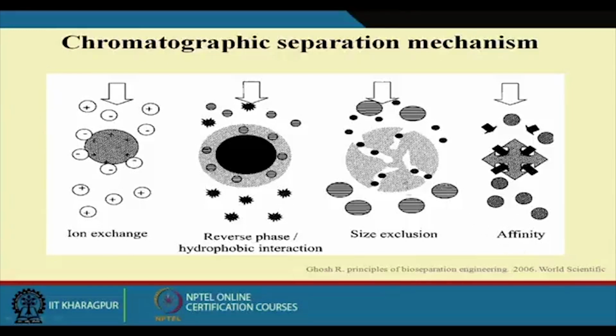Now here you see size exclusion, where you have bigger particles and smaller particles. When the sample passes through this, smaller particles will be retained here, and bigger particles will go out. So you can separate bigger particles from smaller particles. Now with reverse phase and hydrophobic interaction, we can also easily separate out particles one after another, and with ion exchange we can also analyze.